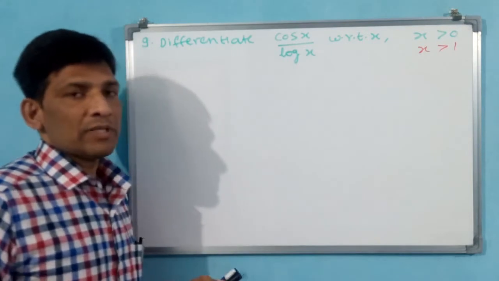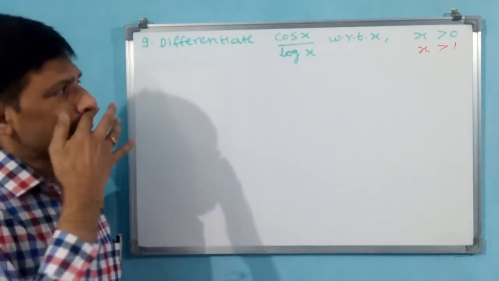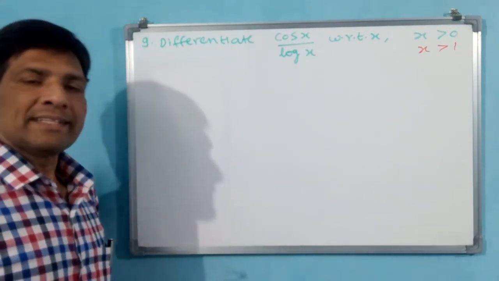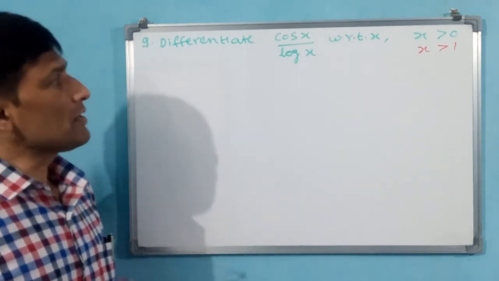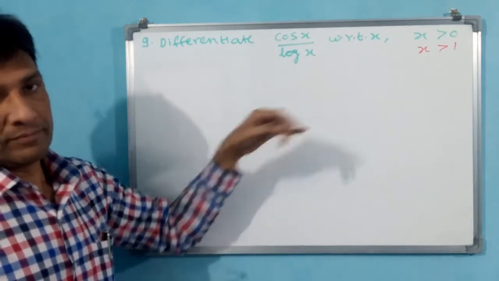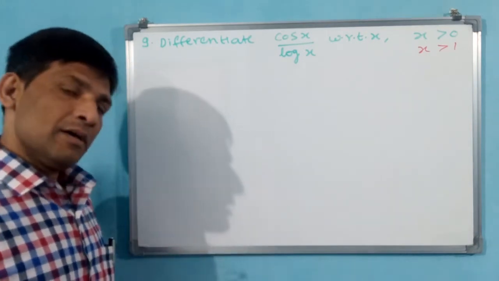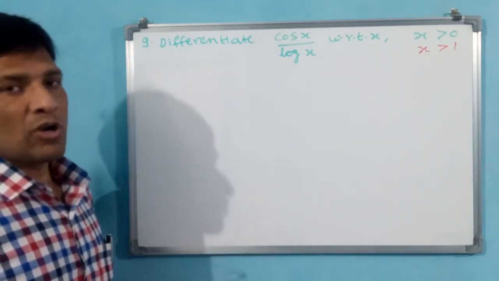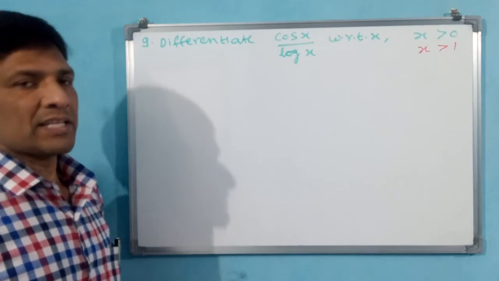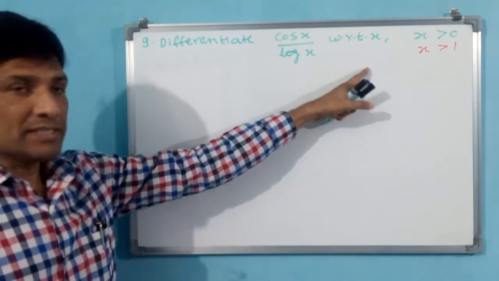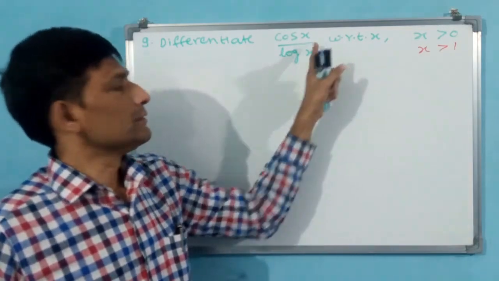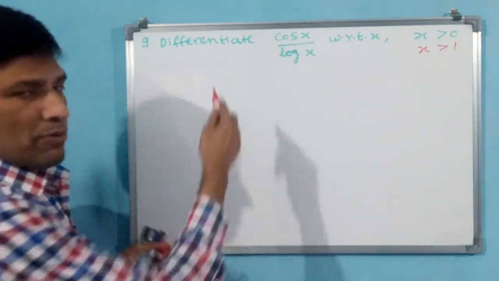Is it correct? First you think. Or else you have to write x is greater than 0 but x is not equal to 1. At x is equal to 1, log 1 is going to become 0. Log 1 to the base 10 is also 0, log 1 to the base e is also 0 at x is equal to 1. That is why I want to change this as x is greater than 1. Let us proceed now.